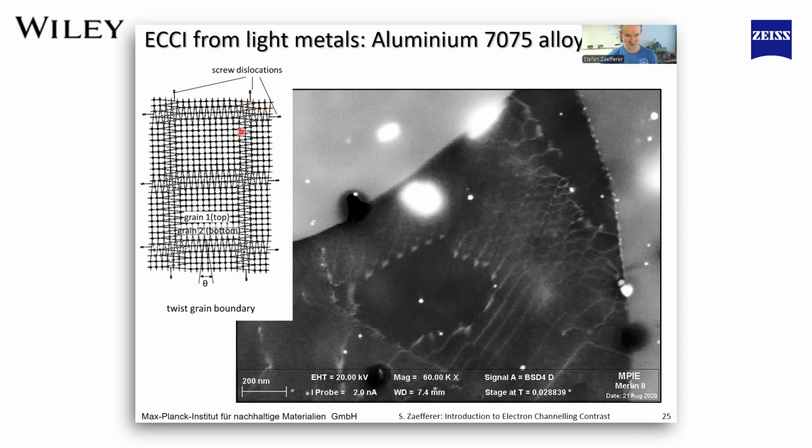You have crossing sets of screw dislocations, which lead to a twisting of the lower and the upper crystal. By the way, these strongly overexposed white features are particles which are responsible for the hardening of this high-strength aluminum alloy. They contain copper and zinc, and therefore are much more strongly scattering than the rest of the material, and therefore they are overexposed.